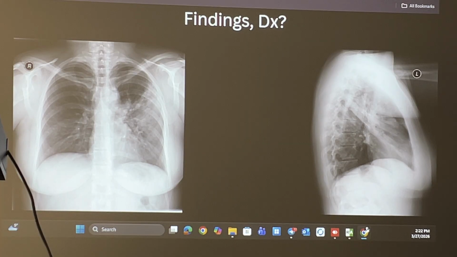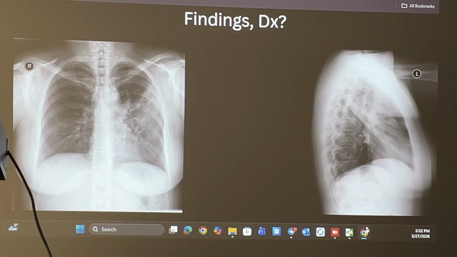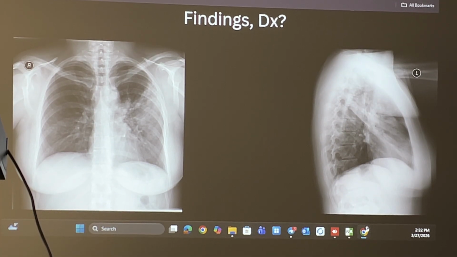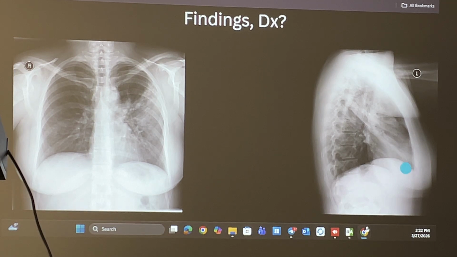Lower lobe. Why lower lobe? Because you can see the diaphragm. Here we can see, this is the left one. Yes, this is the right one. Yes, so it is preserved, so lower.